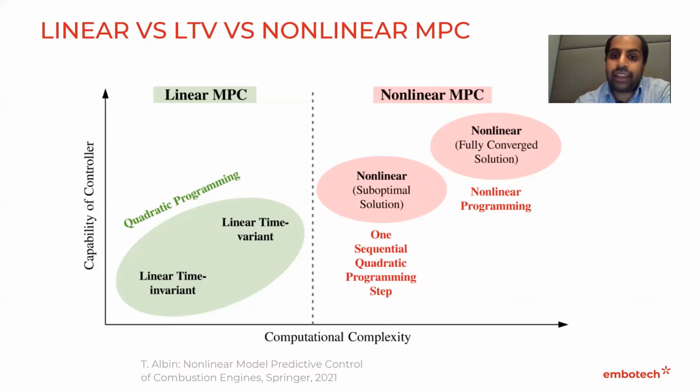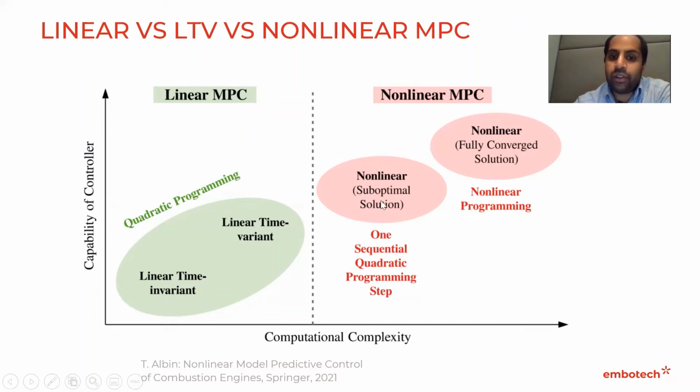And in this case, you actually solve nonlinear programs, and there are two ways to deal with it. You can either, in each sampling step, just calculate a suboptimal solution, so you don't converge your optimization algorithm to the end. One method that is often used is to solve only one sequential quadratic programming step. This is often called the real-time iteration scheme. In this case, you have a little bit higher computational complexity, but you can already control more complex systems.